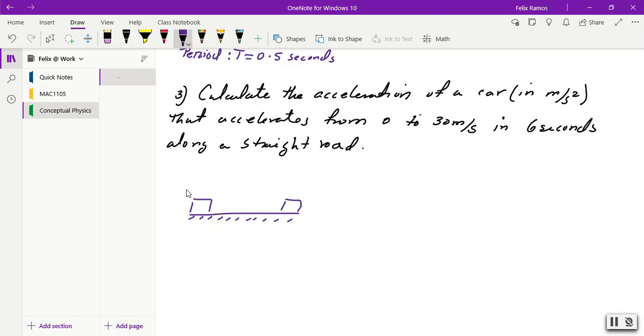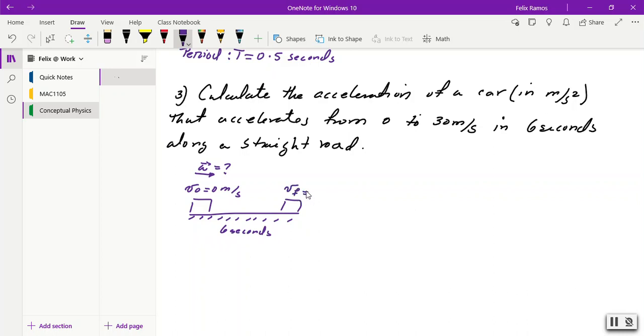At this initial point, its initial velocity is 0 meters per second, right? It's going to accelerate with an acceleration that is unknown. We don't know the magnitude of acceleration. And after 6 seconds, the velocity, in this case, the final velocity.